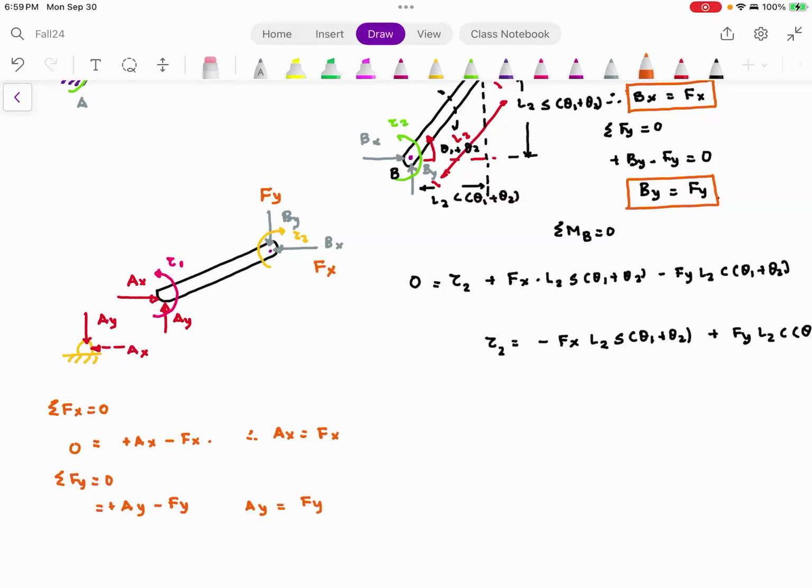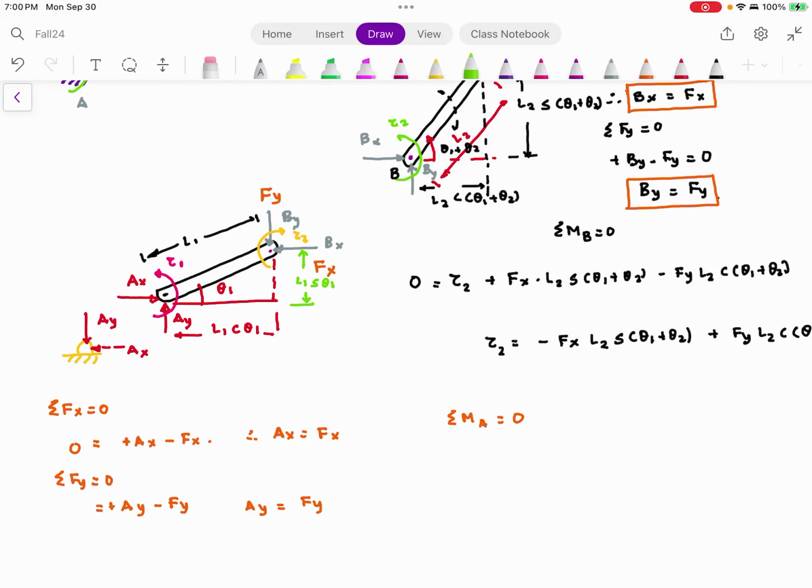And now the most important part, I need to take the summation of moments about A is equal to 0. So I need to find out the moments about A is equal to 0. So this is point A. This distance is L1. This is theta 1. So this is L1 cosine theta 1. And this distance is L1 sine theta 1. Okay, same logic.